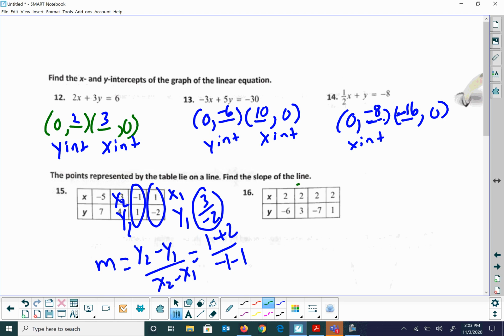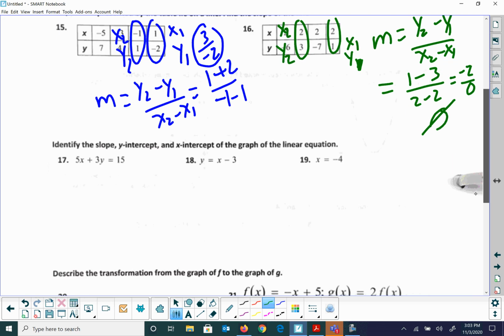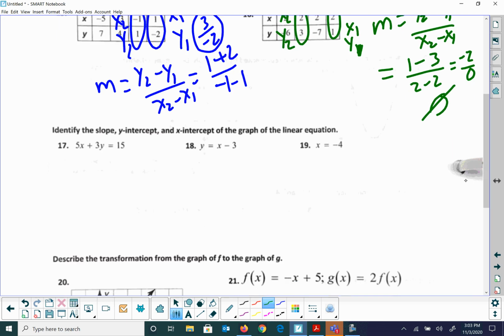My second equation, we're going to pick two of the points, x1, y1, and x2, y2. So my slope equation is y2 minus y1 over x2 minus x1. So I get 1 minus 3, 2 minus 2. That's negative 2 over 0. 0 is under, so this is an undefined slope. Okay, it means it would have made a vertical line.